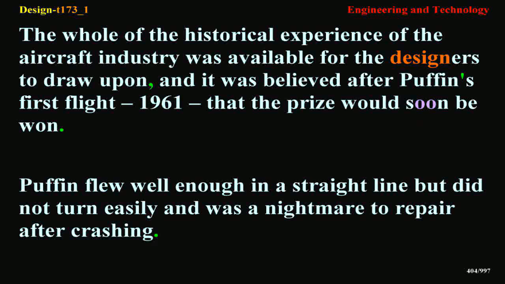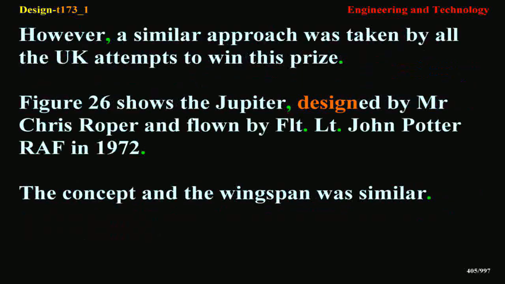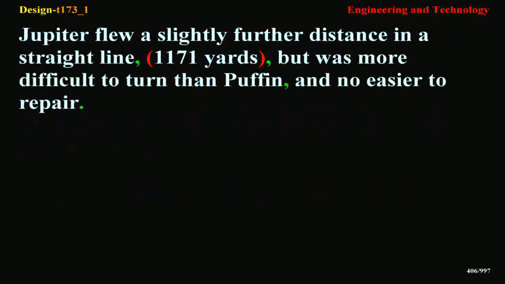Puffin flew well enough in a straight line but did not turn easily and was a nightmare to repair after crashing. However, a similar approach was taken by all the UK attempts to win this prize. Figure 26 shows the Jupiter, designed by Mr. Chris Roper and flown by Flight Lieutenant John Potter in 1972. The concept and the wingspan were similar. Jupiter flew a slightly further distance in a straight line, 1171 yards, but was more difficult to turn than Puffin, and no easier to repair.